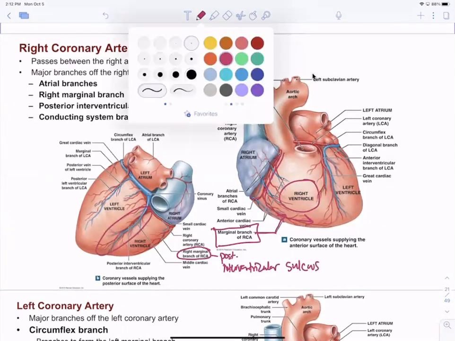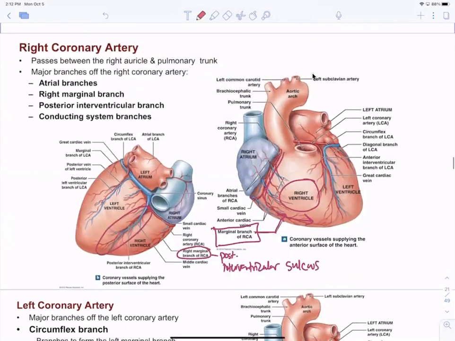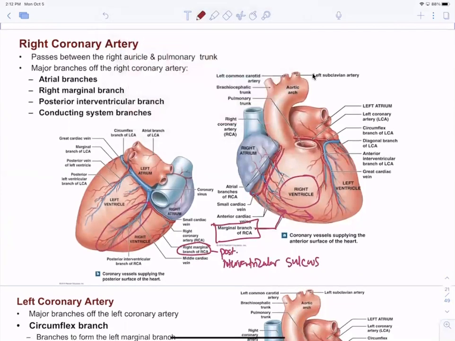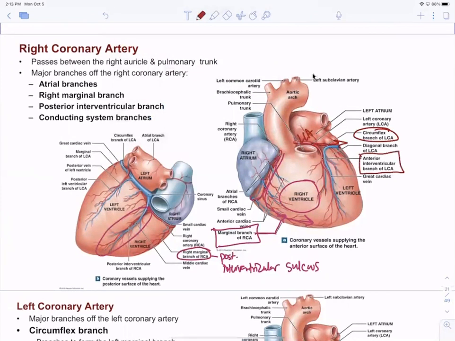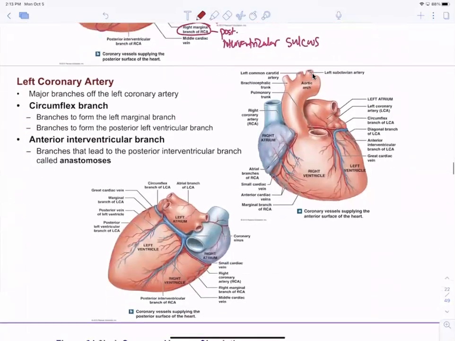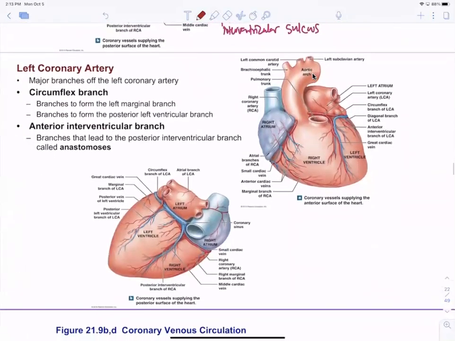Left coronary artery, oops, that's not quite dark enough, is going to have the circumflex branch that circumvents around to the back of the heart, and it's also going to have the anterior interventricular branch that goes down to service the left ventricle. If you go around the back, the circumflex branch of the left coronary artery then comes down to the back or posterior side of the left ventricle. So those are the main branches of the coronary arteries.